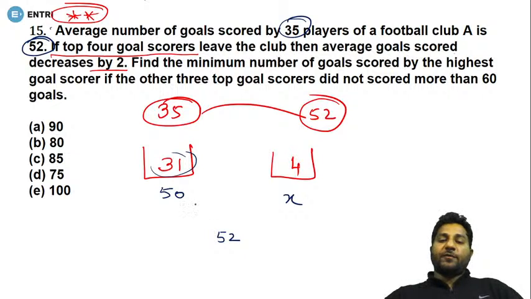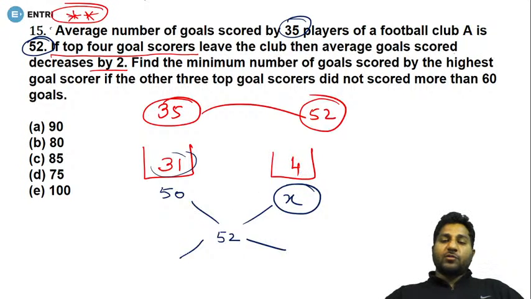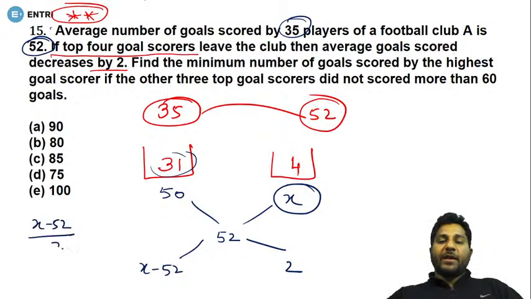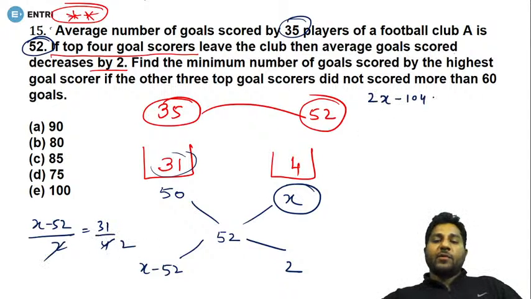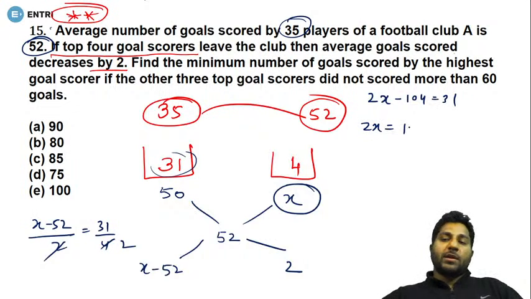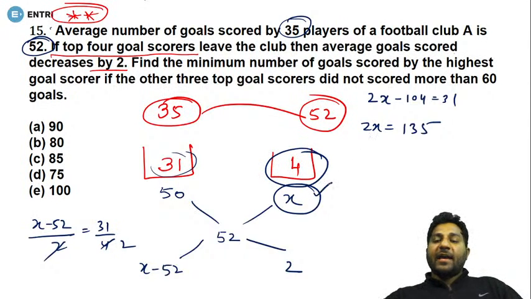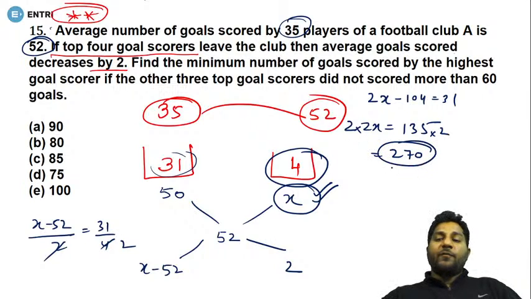Find the minimum number of goals. So first let me find out the top four goal scorers' score. It will be 2 and it will be X minus 52. So X minus 52 divided by 2 equals 31 by 4. That means 2x minus 104 equals 31. 2x equals 135. Now we know that this is the average value of all the four goal scorers. That means we have to multiply it with 2 to get the value 270. So the top four goal scorers will score 270 total goals.